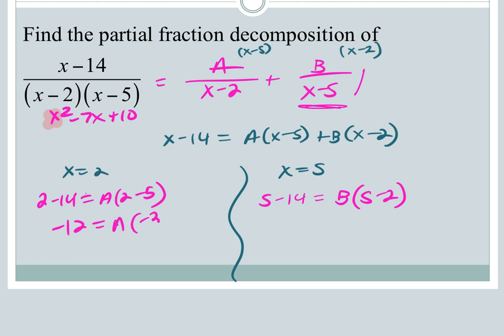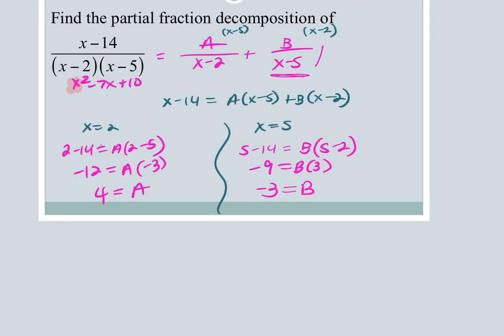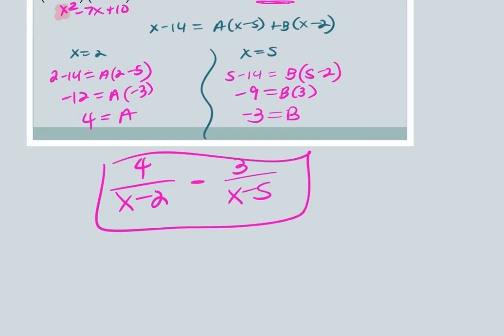Oh. So this is negative 3. A is 4. Negative 9 equals B times 3. And B is negative 3. So then I get 4 over x minus 2. And the minus goes in between them. Minus 3 over x minus 5. It's not that 4 over x minus 2 plus negative 3 over x minus 5 is wrong. It's just not the way we write fractions.